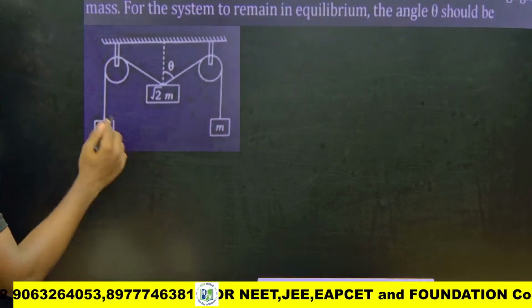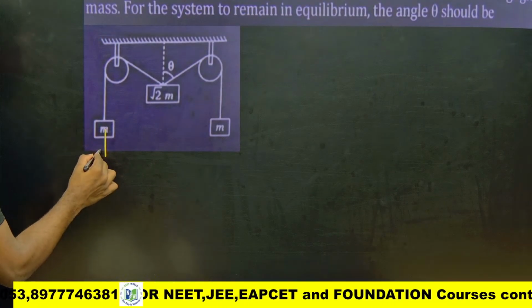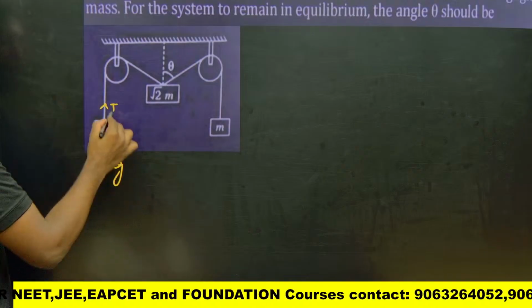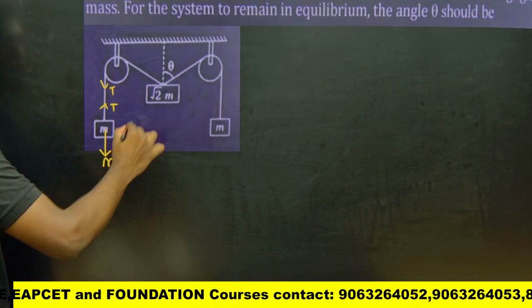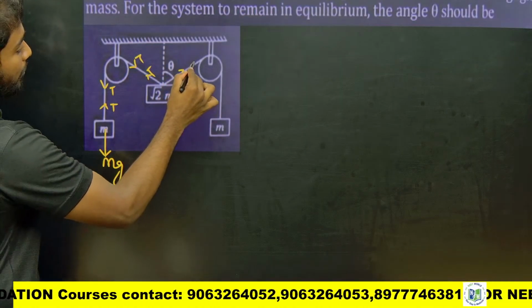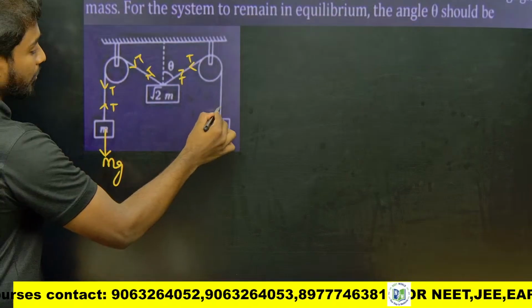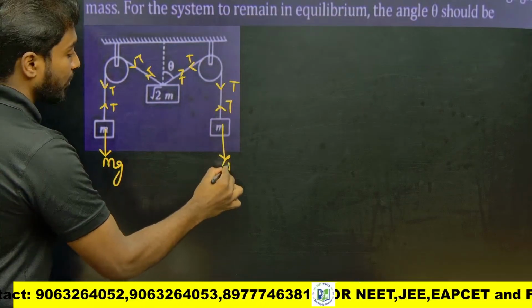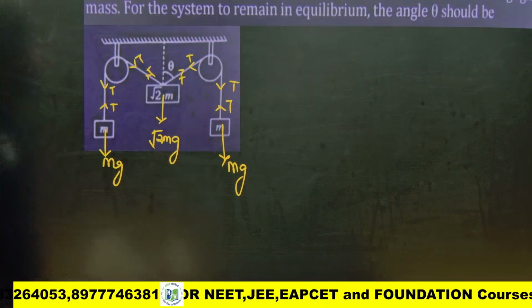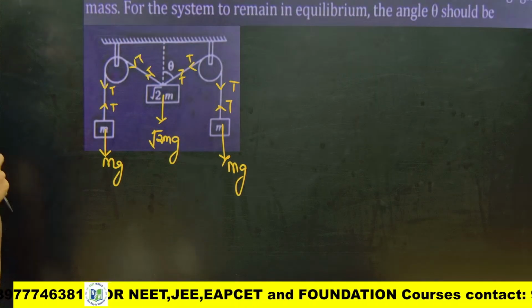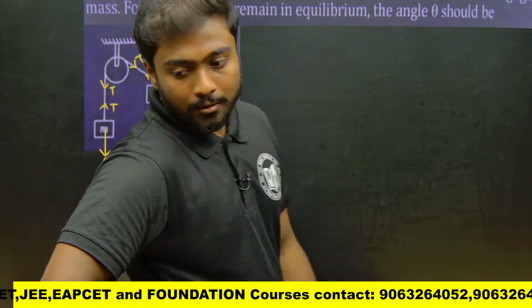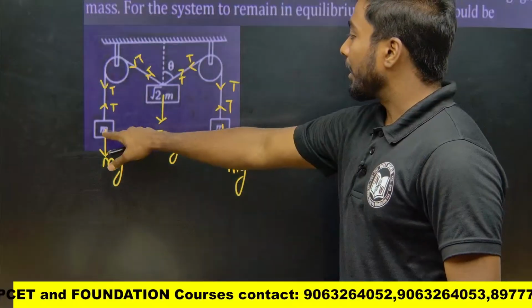Fine. So if I see here, this is my mg and this is my T. Here also T will be there again. This is my T, and this is also tension T. So this is mg again, and this one will be root 2 mg. These are the things we can write. Root 2 m is the mass. Here 1 m, here root 2 m.